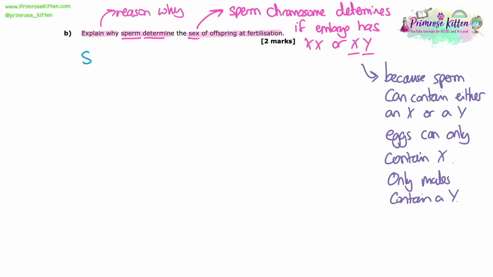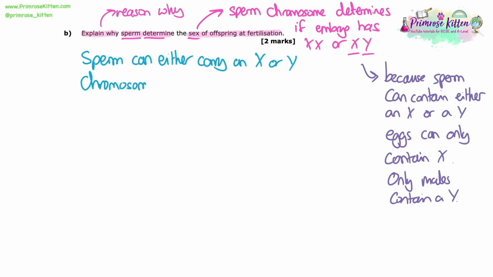So if you have a Y chromosome present in the sperm, then the fertilization will happen and you'll get XY and therefore a male offspring. If you have an X in the sperm, then you'll get XX and you'll have a female offspring. So this is basically what we need to say. We need to say that sperm can carry a Y or an X, and having a Y chromosome determines male, and if you don't, then you're female.